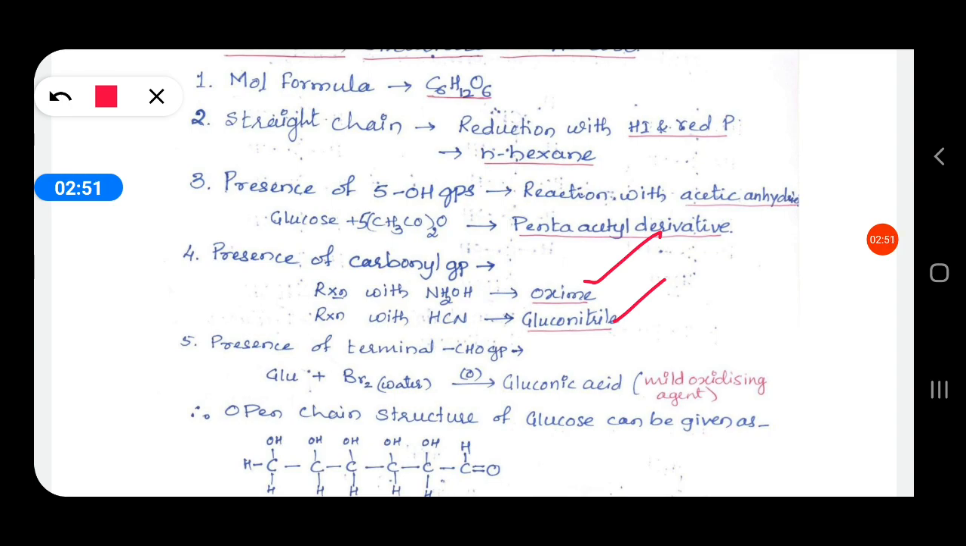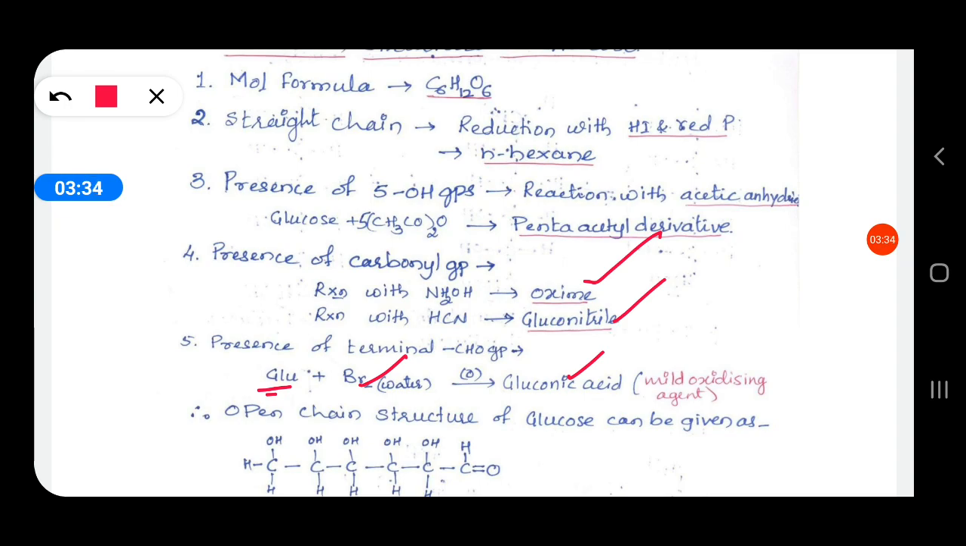The presence of a terminal CHO group, that is a carbonyl group, whether aldehyde or ketone, is confirmed by treating with bromine water. Bromine water acts as a mild oxidizing agent. If an aldehyde group is there, it reacts with mild and strong oxidizing agents both, and gives the corresponding carboxylic acid that bears the same number of carbons as the parent. So when glucose is treated with bromine water, it gives gluconic acid, which bears the same number of carbons present in glucose.